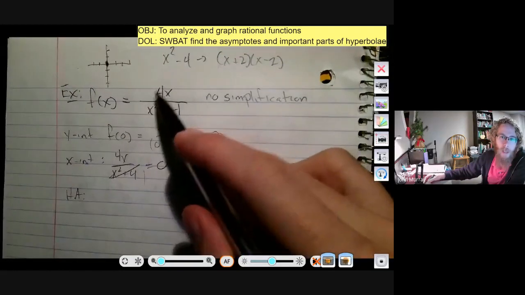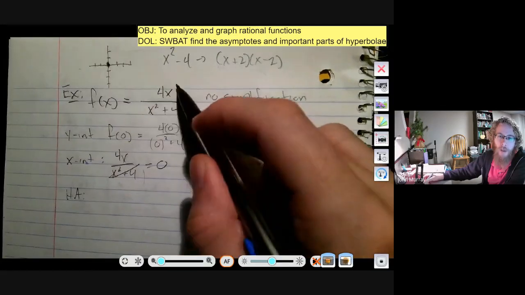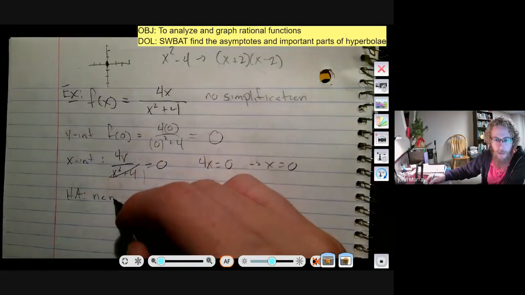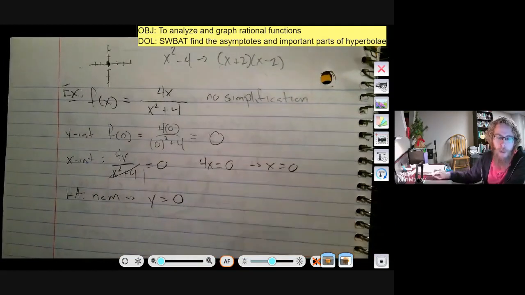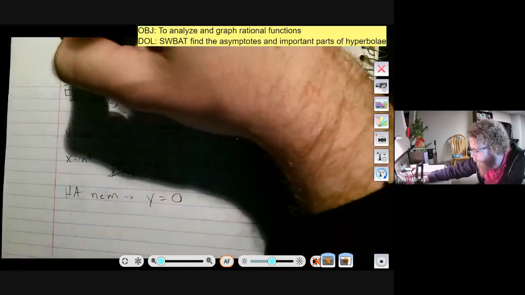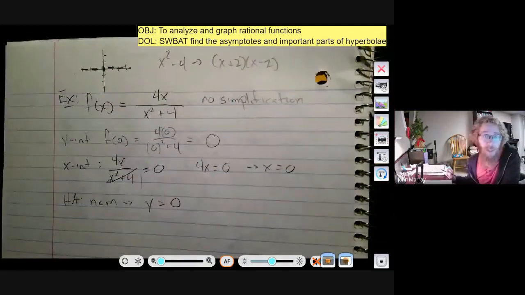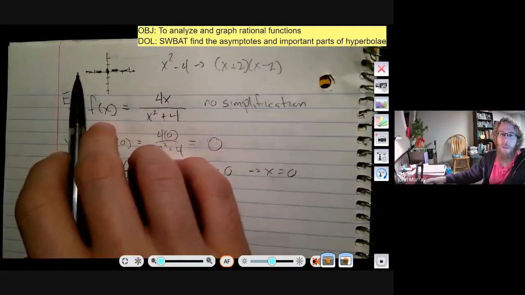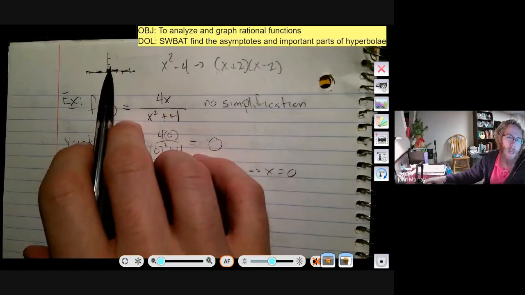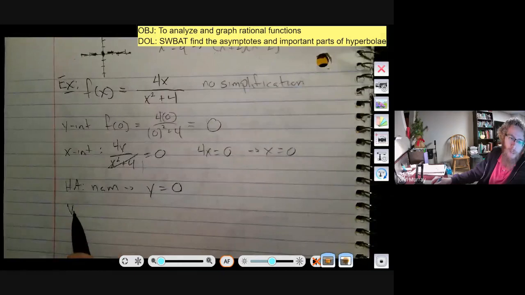Our horizontal asymptote. Looking at this, the denominator exponent is greater than the numerator exponent. So that tells us we don't have to do any math. We have a horizontal asymptote at y equals 0. So this is why I wanted to show you. Even though my asymptote is y equals 0, I have a point that lies on the asymptote. This is a special case. Now the vertical asymptote.